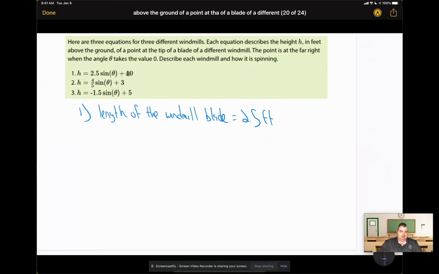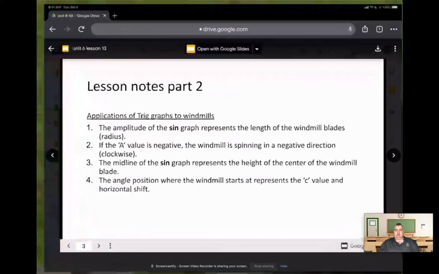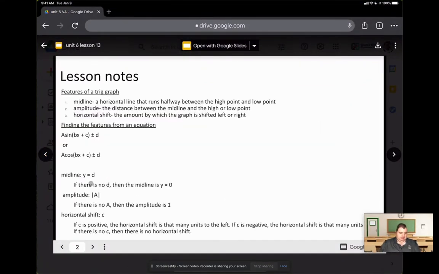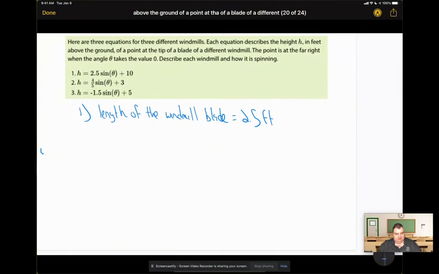And then plus 10. The plus 10 after the parentheses tells me that the midline is 10. And if the midline is 10, then the height of the center is 10 feet.